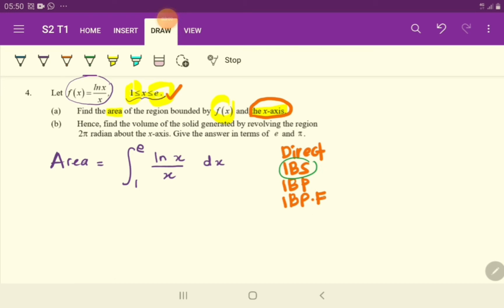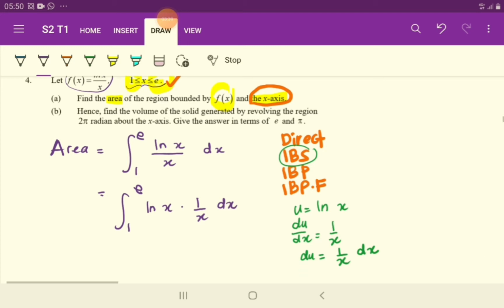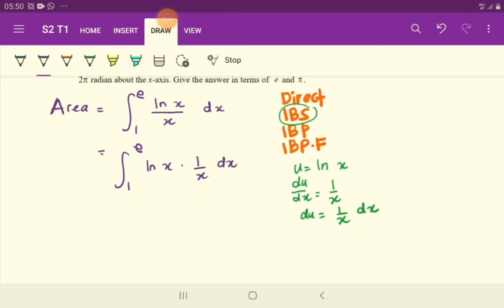So we will let u equals ln x, du/dx, the derivative, will be 1 over x. So we can take du as 1 over x dx. So this I can write as integral from 1 until e of ln x times 1 over x dx. Okay, if you don't write it like this it's okay, but I want to give a clear explanation so that you can understand. You can skip this part actually.